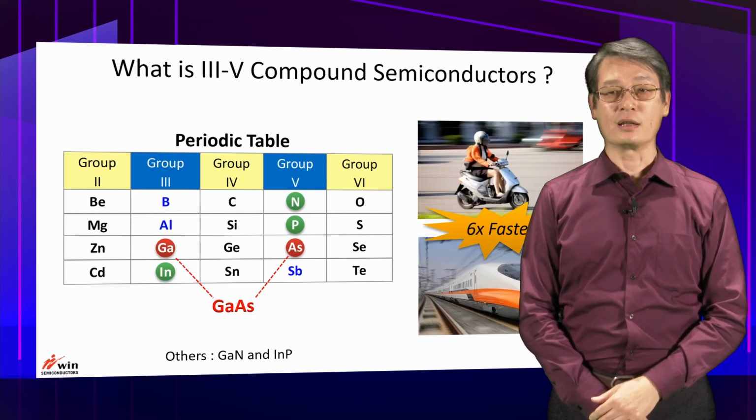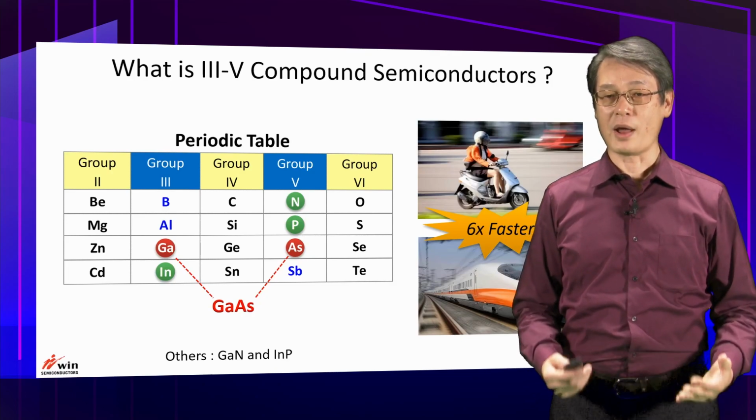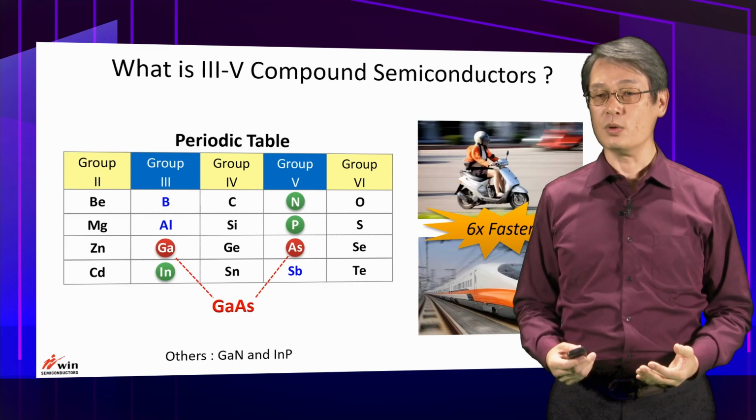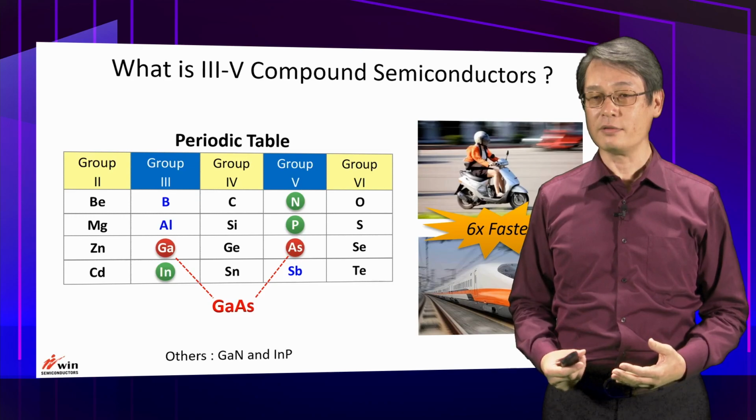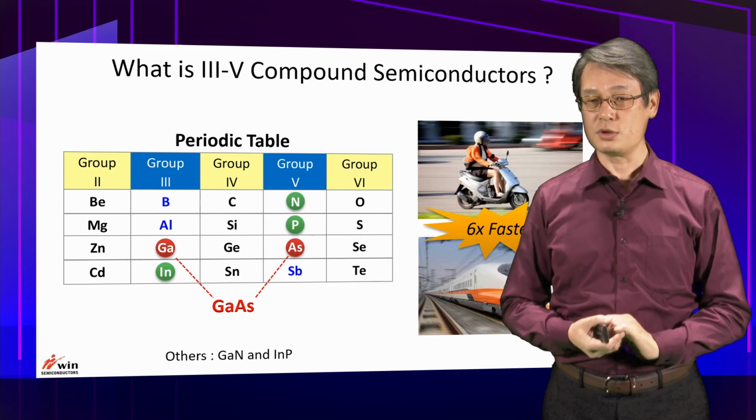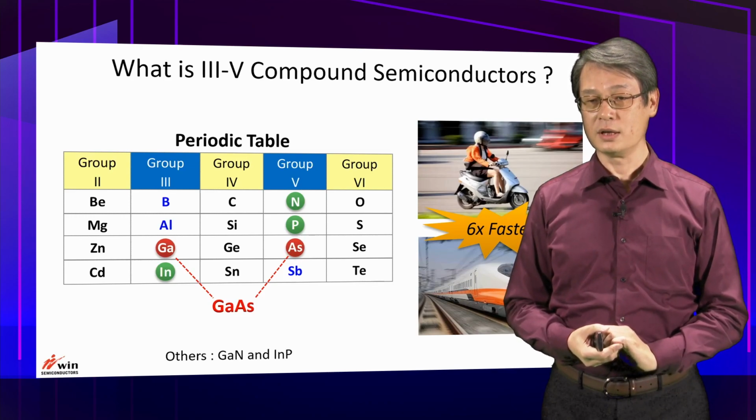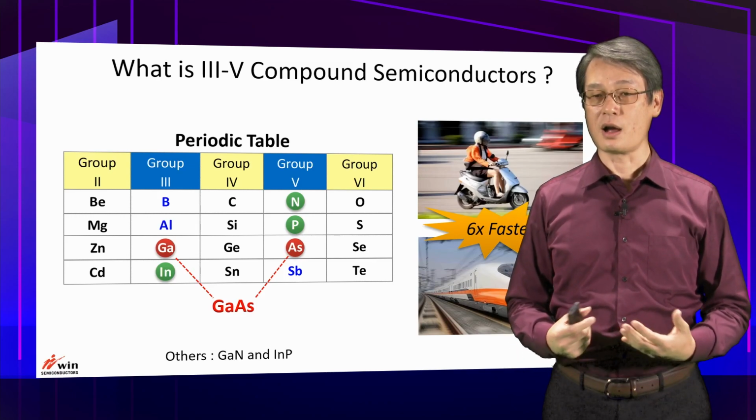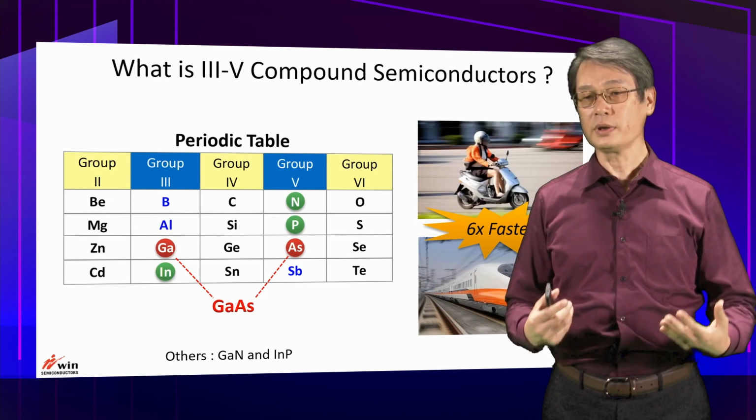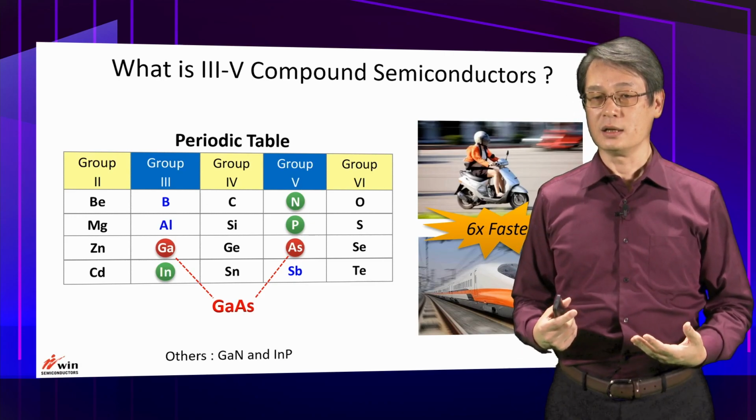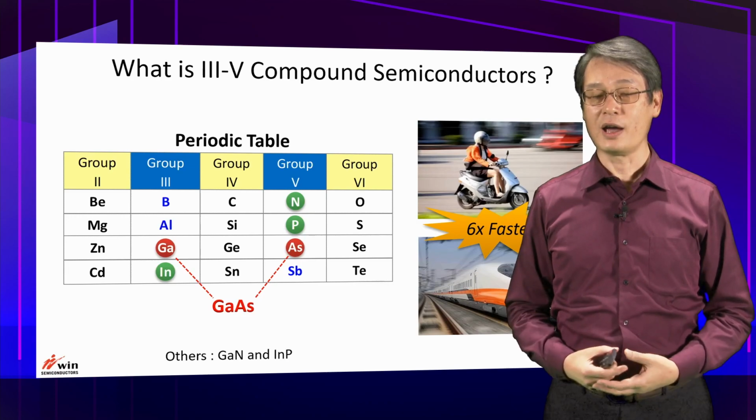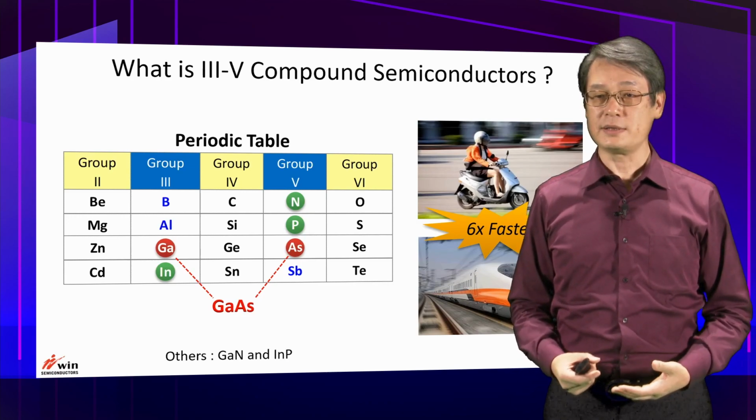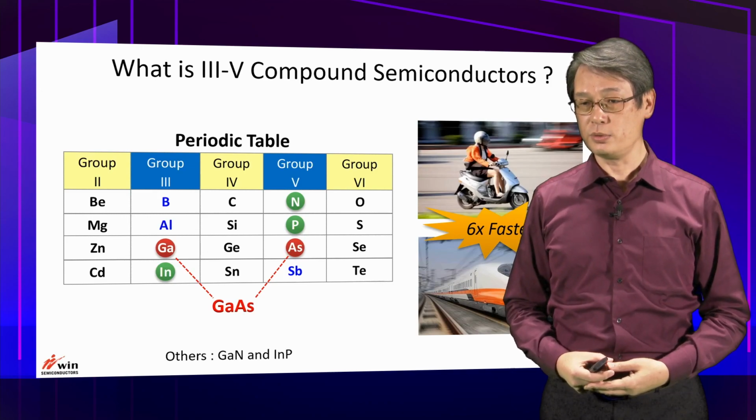III-V compound semiconductors consist of at least one element from group 3 in the periodic table and one element from group 5. They chemically react with each other, forming a compound. Gallium arsenide is the most representative compound semiconductor. Gallium nitride is another. Indium phosphide is another one. And these are the three basic compound semiconductor materials.